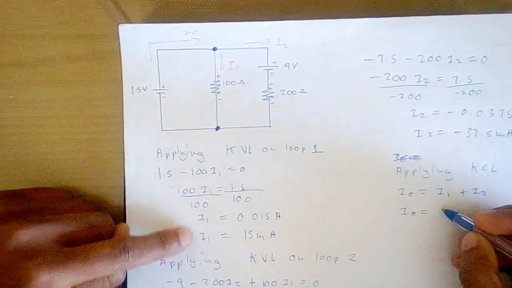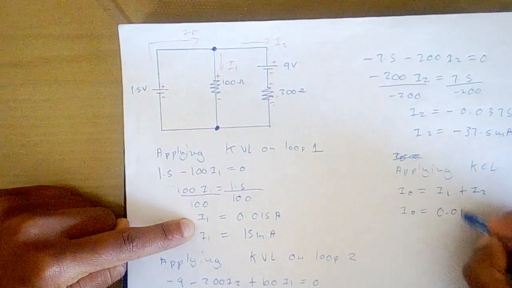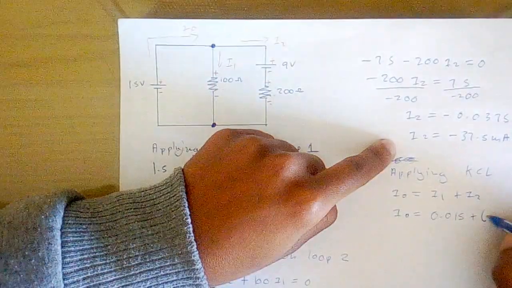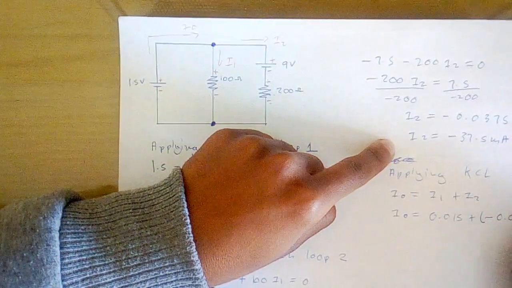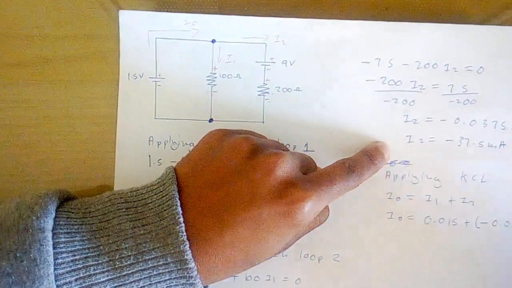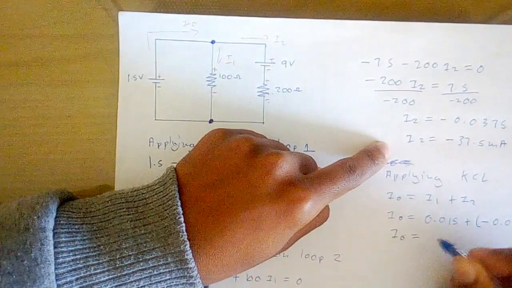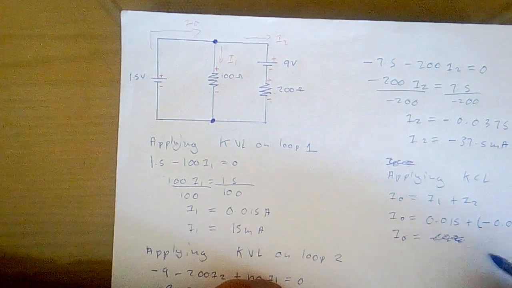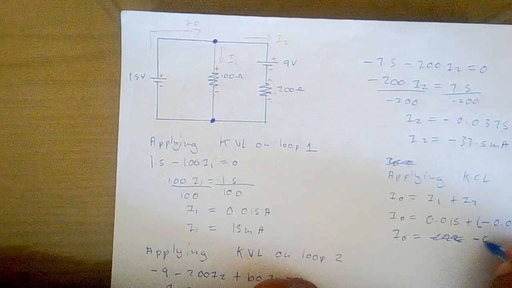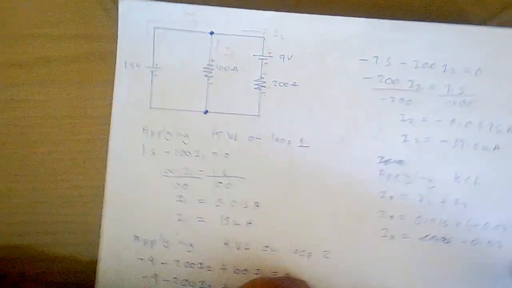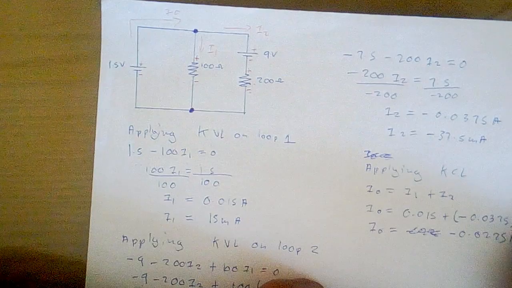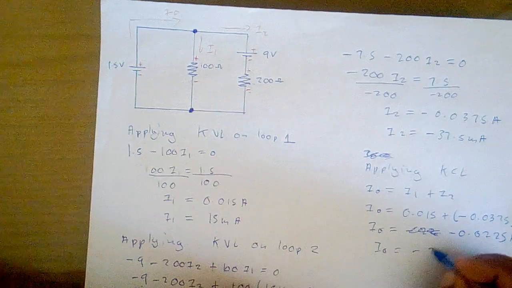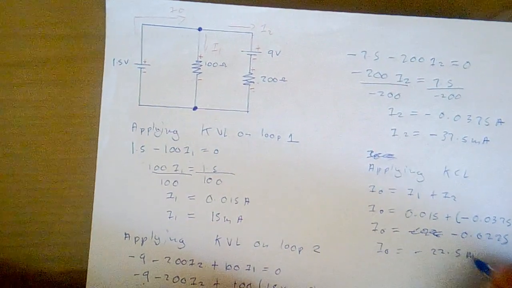So you can just say I1 is 0.015 plus negative 0.0375, and our I0 equals minus 22, sorry about that, this is minus 0.0225 ampere, and you can just take this to milliamperes, it's just going to give you minus 22.5 milliampere.